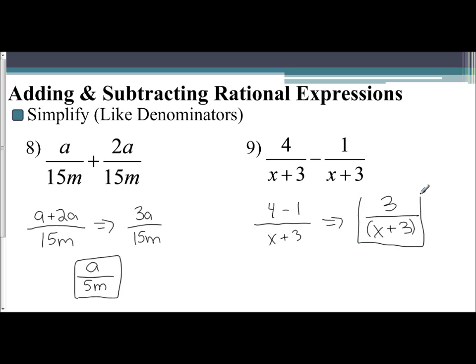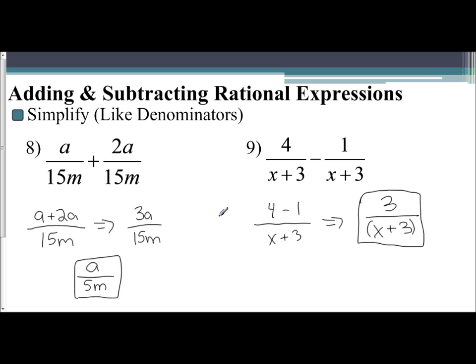You cannot cross out any object, any term attached to a plus or a minus sign. You have to leave it alone. So that's why I wanted to focus on that problem for a little bit. I want to make sure you understand you cannot cross out if the object is next to a plus or minus sign.